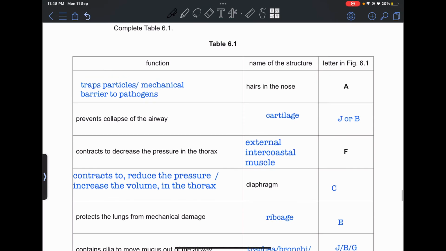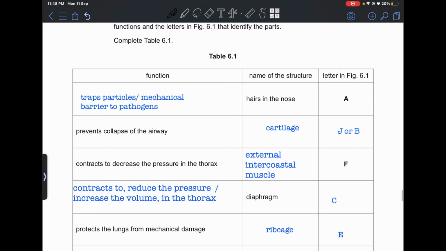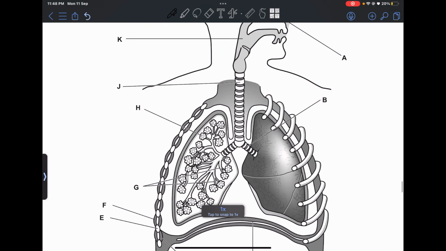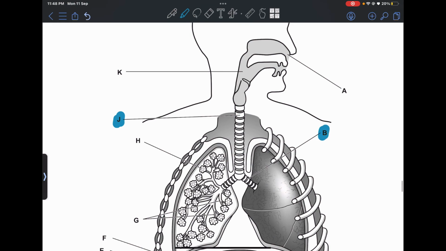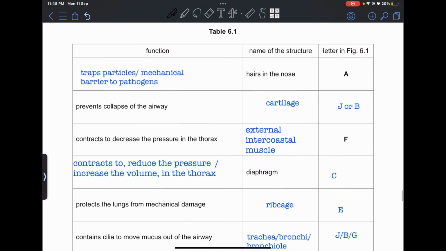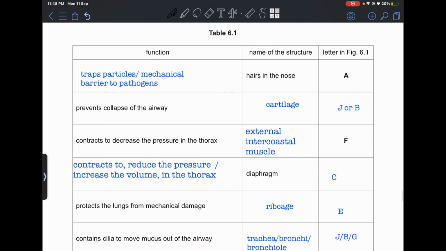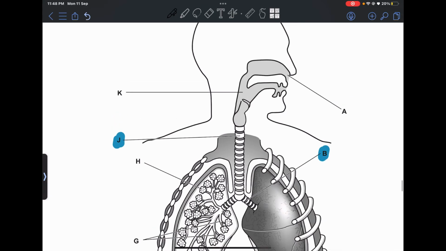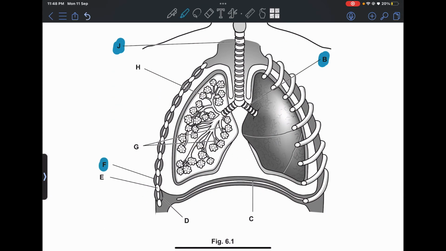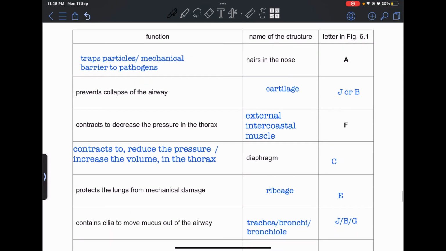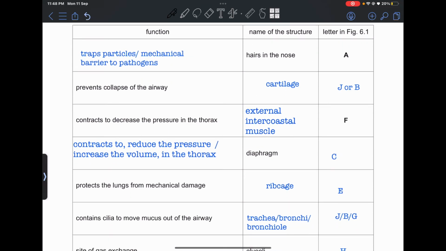So this traps particles and acts as a mechanical barrier. Right here we have the prevents collapse of the airway. Of course, we all know that this is the cartilage. You can say that it's J or B, so this is either this one or that one. Contracts to decrease the pressure in the thorax. This is, of course, the external intercostal muscle, and we all know that it is located right here. And the diaphragm does the opposite, and it contracts to reduce the pressure and increase the volume in the thorax. So this is actually C.